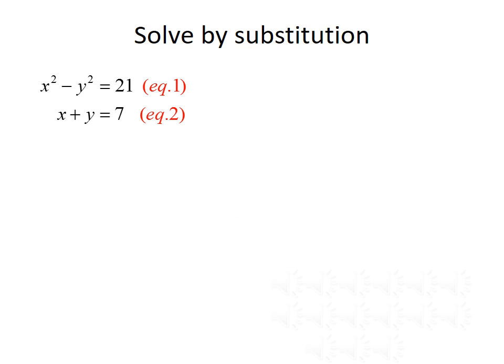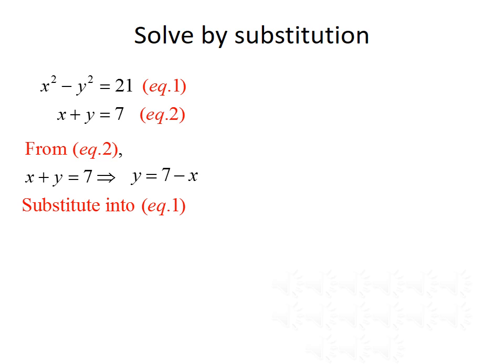Let's start with an example where we'll solve a system using substitution. We're given the system of equations x squared minus y squared equals 21 and x plus y equals 7. Since the two equations don't have the same variables with the same exponents, we'll try the substitution method. We'll pick the equation that is easiest to solve, which would be equation 2. So equation 2 says that x plus y equals 7. We can solve this equation for y by subtracting x from both sides, so y equals 7 minus x.